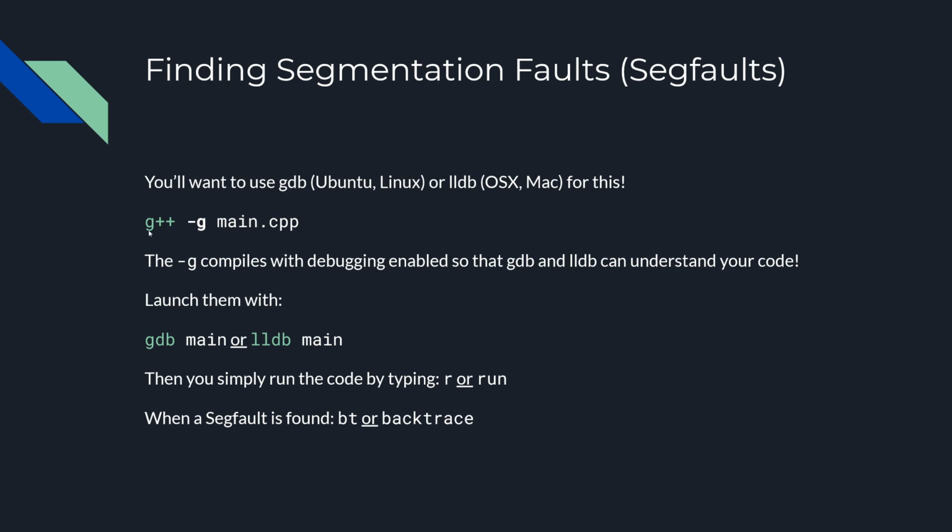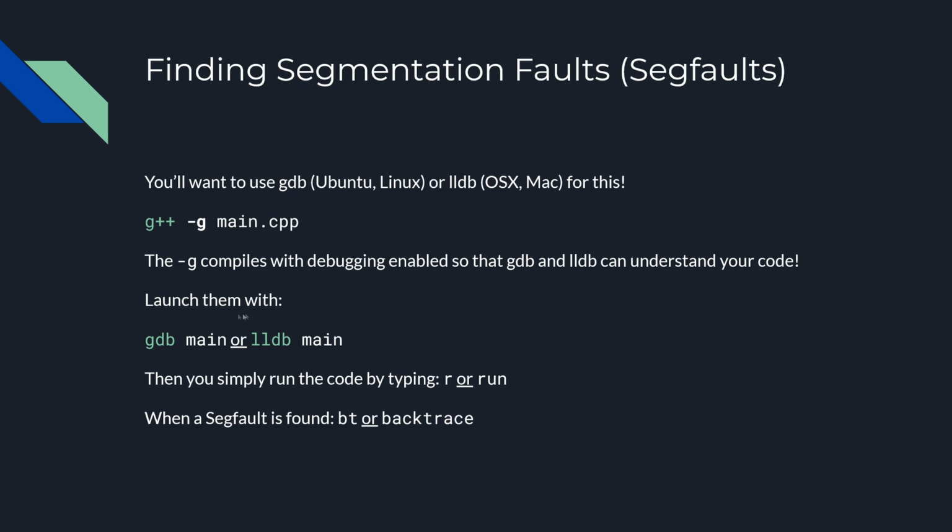Whenever you compile your code with G++, or if you're on Mac OS, you may use Clang++, you want to compile with this -g flag. This says to include debugging symbols. This means that the variable names, line numbers, and stuff like that are preserved, so it can tell you where and exactly why your seg fault happened. So -g, as it says here, compiles with debugging enabled so that they can understand your code.